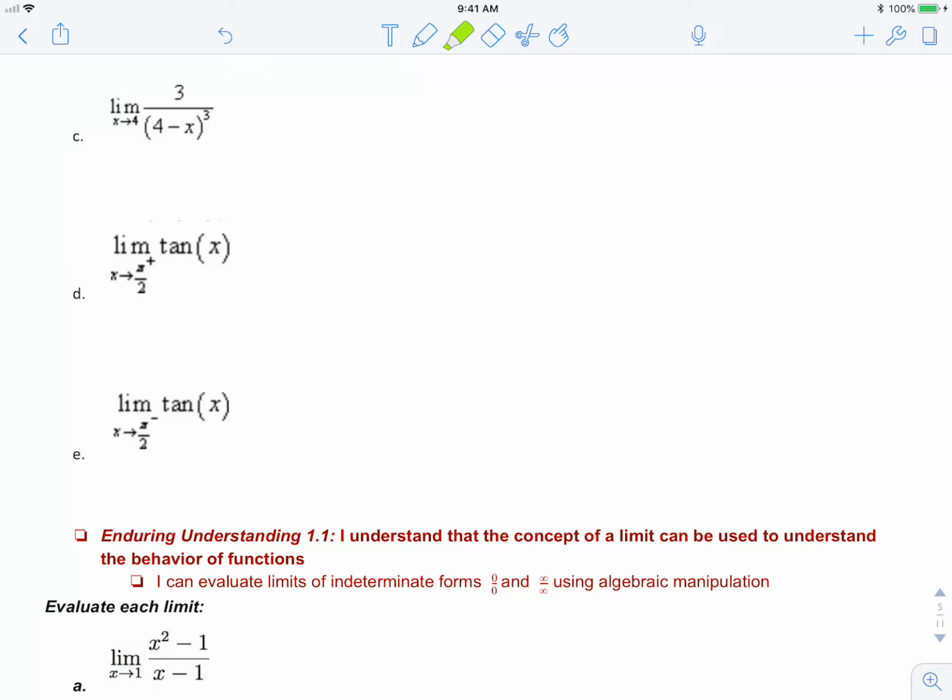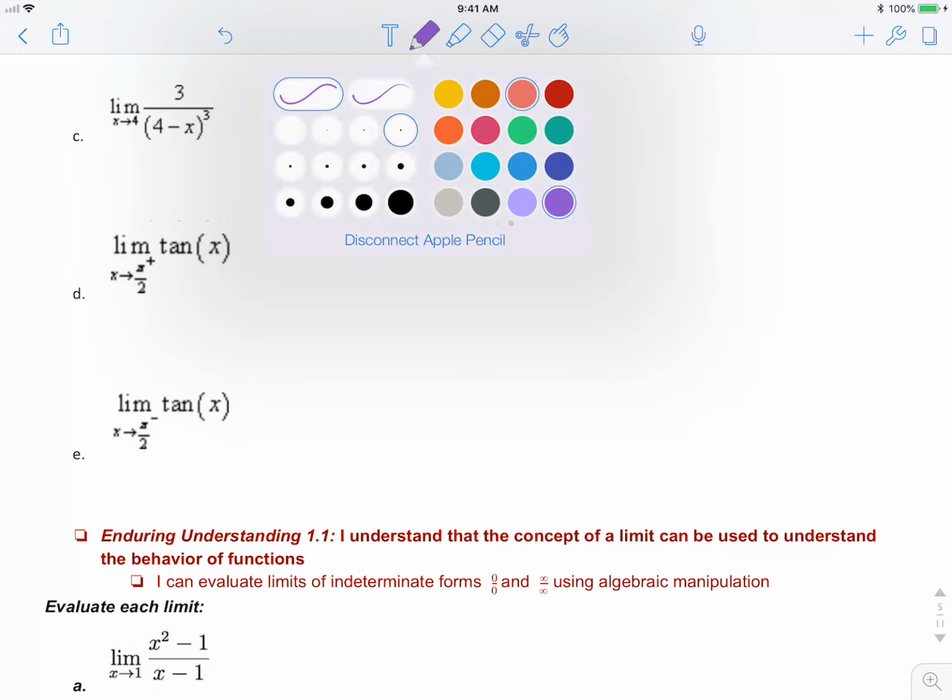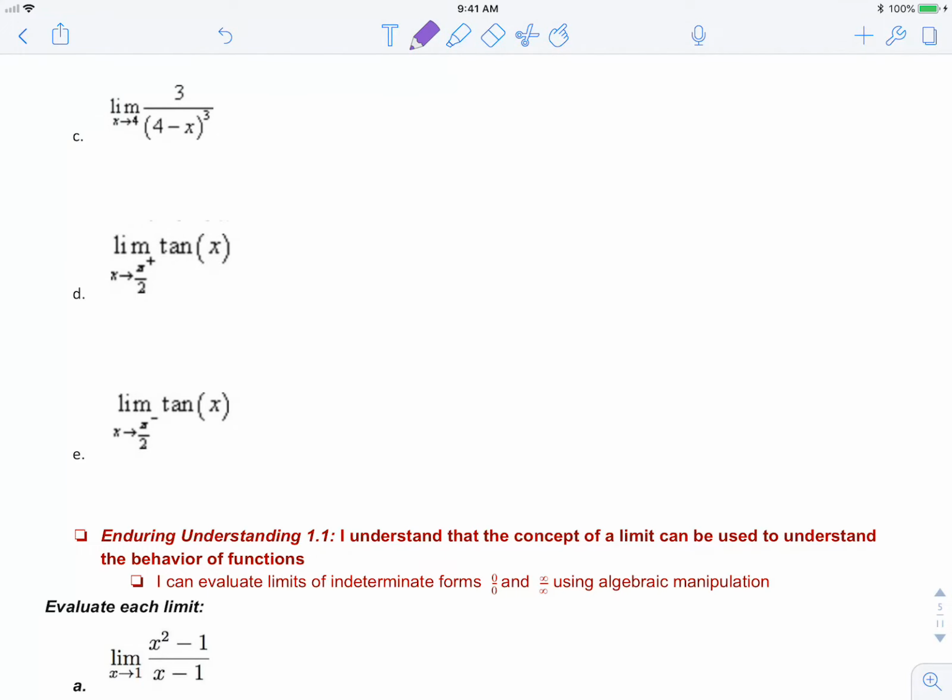All right, let's keep it going with more limits. So now here in this example, if I plug in 4 with direct substitution, I get 3 over 0, which tells me there is a vertical asymptote. So I need to check the left and right hand sides of that vertical asymptote.